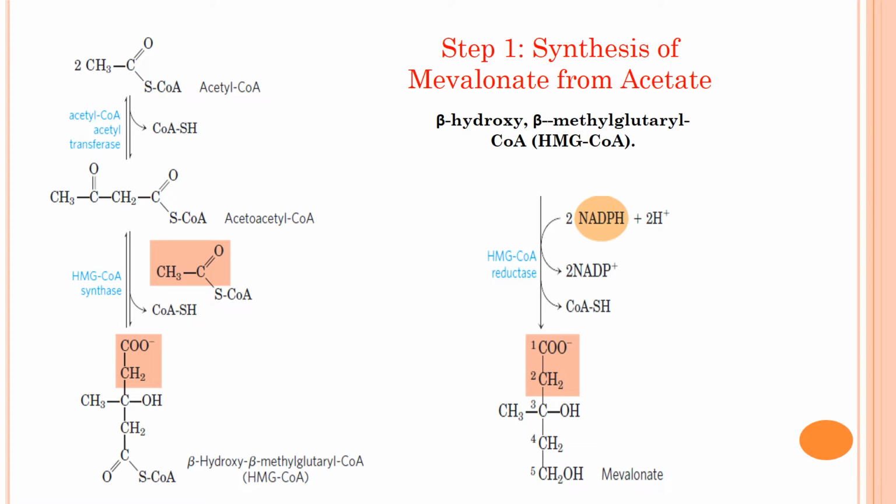Now this HMG CoA will play a prominent role because it has two functions. Either it can form the ketone bodies or it can form the basic compounds for cholesterol synthesis. So up to this part it is common for both. Two acetyl CoA molecules will combine to form acetoacetyl CoA. Then one more acetyl CoA is attached onto this acetoacetyl CoA to form the HMG CoA. This HMG CoA, upon reduction, will form the mevalonate.